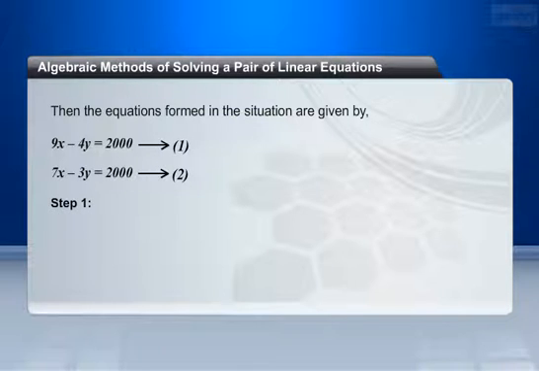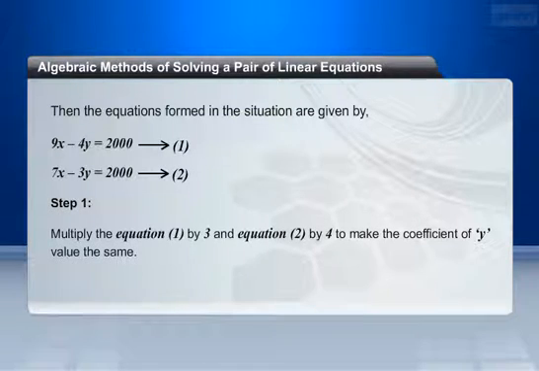Step 1. Observe that in equation 1 the coefficient of y is 4 and in equation 2, the coefficient of y is 3. In order to eliminate the variable y from these equations, we multiply equation 1 by 3 and equation 2 by 4 so that the coefficients of y will be the same in the two equations.